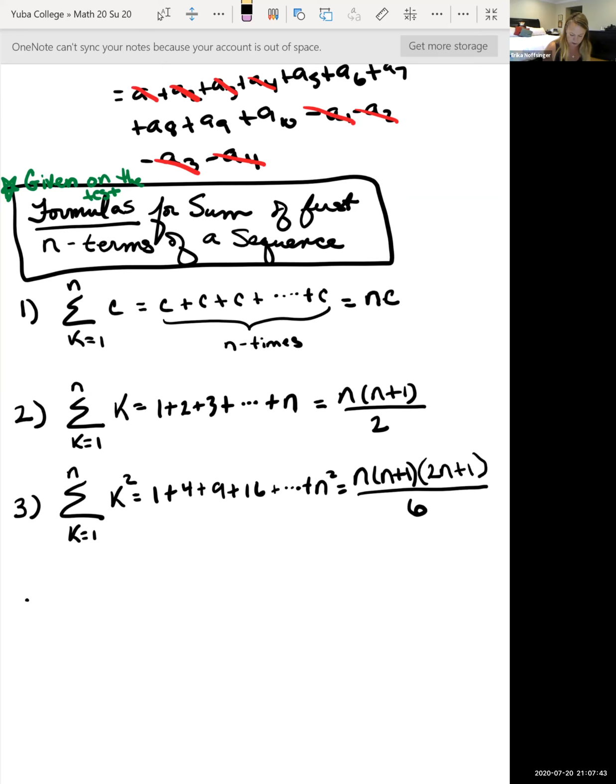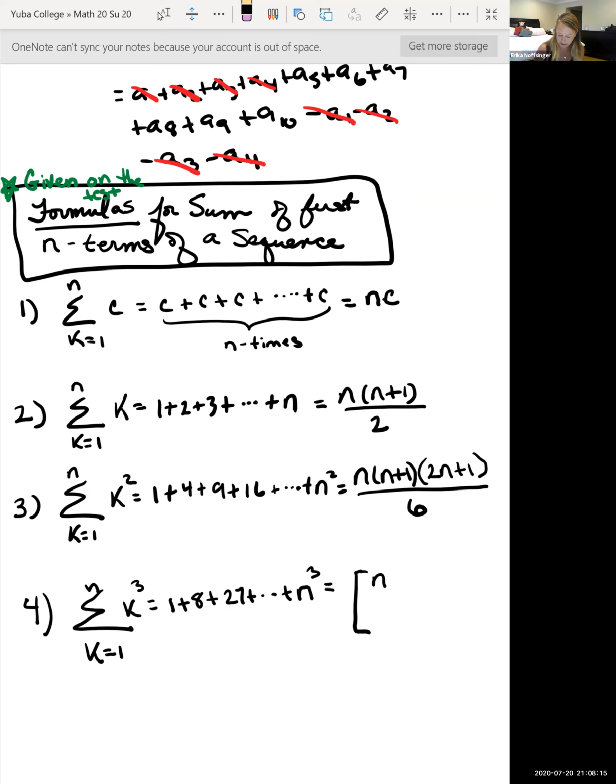One more. If we're summing something in the form of a cubic, k equals 1 to n of k cubed, well, 1 cubed is 1, plus 2 cubed is 8, plus 3 cubed is 27, plus dot, dot, dot, plus n cubed. Instead of having to sum up those n terms, you can plug it into the formula, which is the same thing as n times the quantity n plus 1 all over 2, and that whole thing is quantity squared.